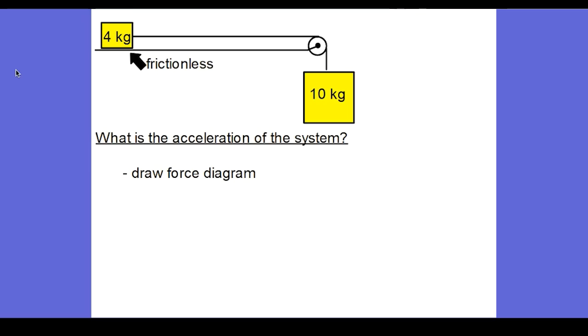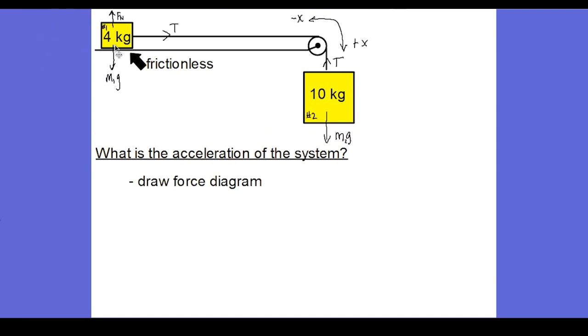Let's look at an example. How much work is done on this 4 kilogram block as it moves through a certain distance? Well, the first thing we want to do is figure out what's the acceleration of the system, and to do that we need to draw a force diagram. So there we have it: the weight of the 4 kilogram block, the normal force on the 4 kilogram block, and the tension in the string, and the weight of the 10 kilogram block is going to accelerate the system. So let's apply Newton's second law to figure out the acceleration.